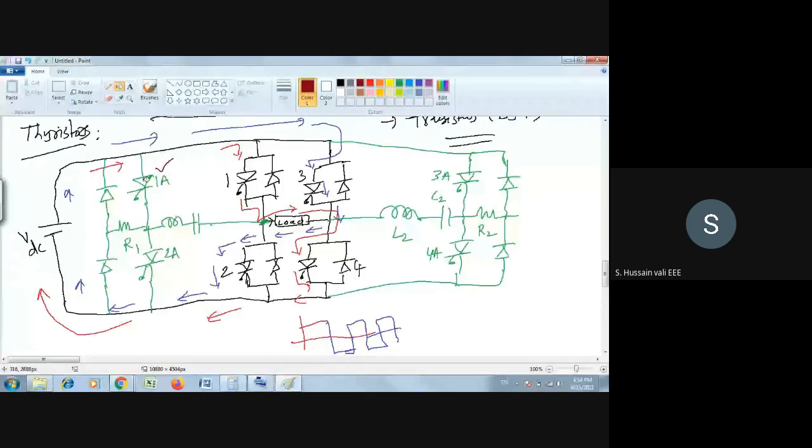Yeah, I will turn on 1A. Why am I turning on 1A? It's very important. I am turning on 1A so that thyristor 1 will be turned off. When I turn on 1A, thyristor 1 is turned off. I will show you now.